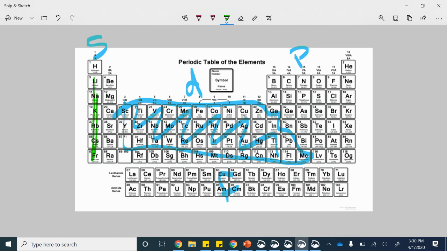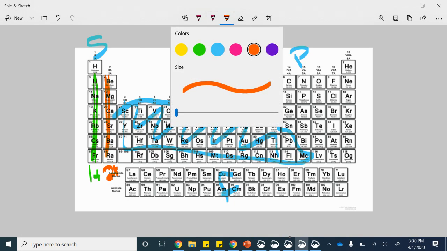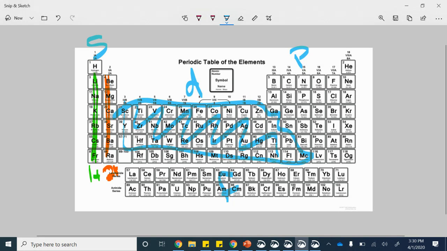This block, we know they all are going to be 1+. And that second column, these are all going to be 2+. But when we get to our transition metals, things get a little bit funky. So we need to make sure that we are identifying which type of, let's say we're talking about iron, which type of iron are we talking about?